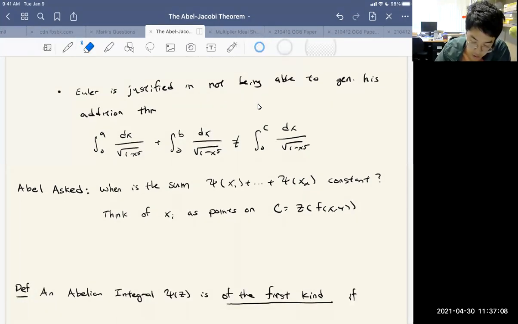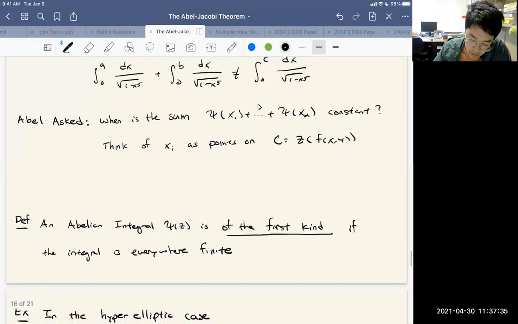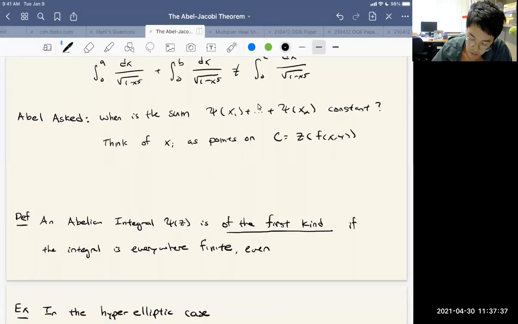uses the following definition. The definition is: an Abelian integral psi is of the first kind if the integral is everywhere finite. So if I have a bounded integral, then it's of the first kind.